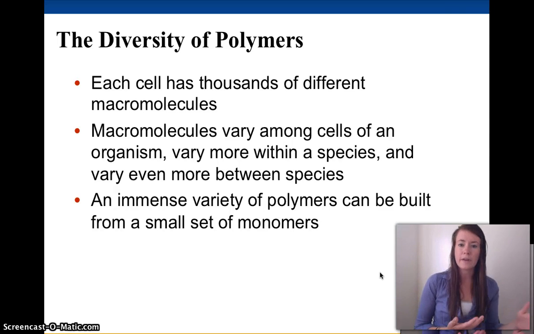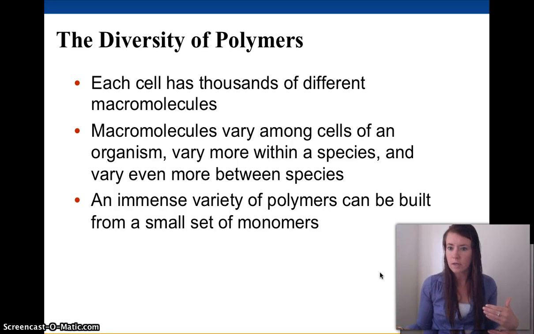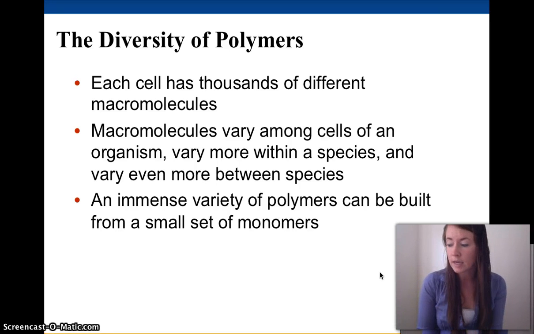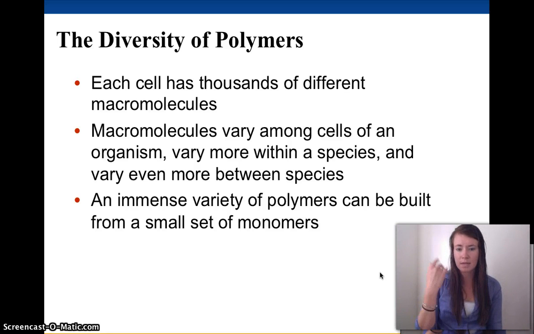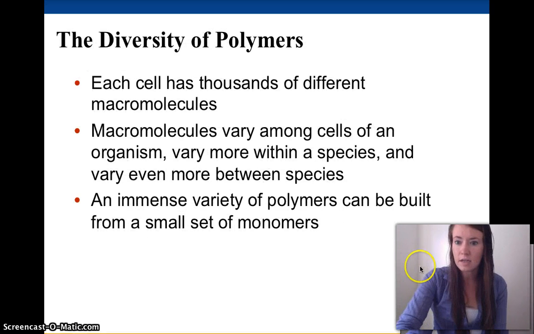So macromolecules vary among organisms, so you and your siblings will have pretty similar macromolecules, a little bit different than you and someone you're not related to, and so they vary among a species and then even more between species. We'll talk so much about this during our time in this class, but we can compare protein sequences between species to see how related different species are. Because a protein is going to have the same overall function, but it might have the monomers in a different order. And like I said, an immense variety of polymers can be built from a small set of monomers. And that's all you need to know from 5.1.